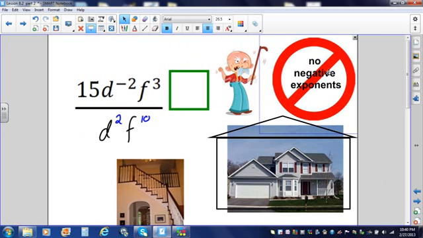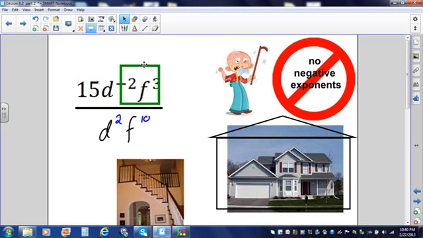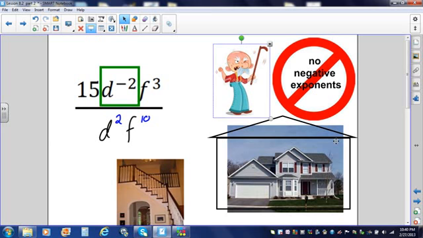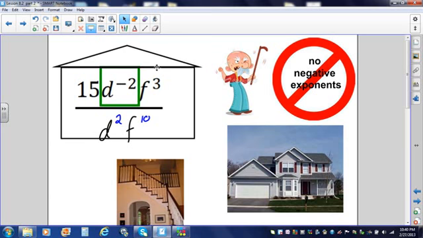Please write down your spiral. We do not want any negative exponents. No negative exponents. So check it out. We have a negative exponent. That's like this grumpy old man. And why is he so grumpy?